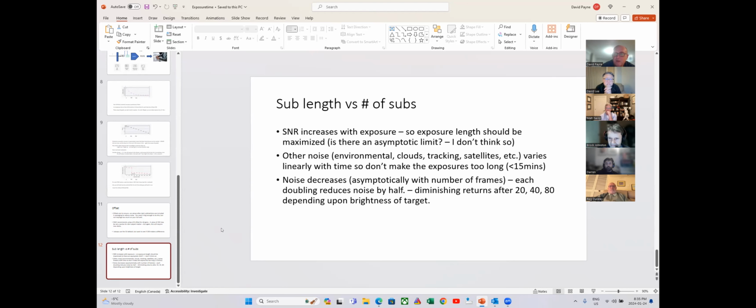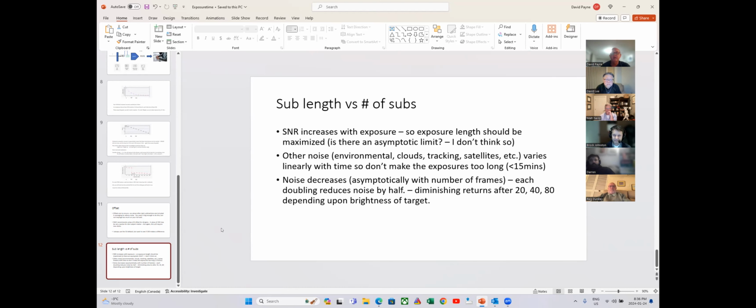Similarly, you can reduce the noise by averaging the noise by taking multiple subs. And this is an asymptotic limit too. You're averaging the noise to get rid of it, but really, after you've got so many frames, you're really not doing that much more. So really, you want to balance those two things out.